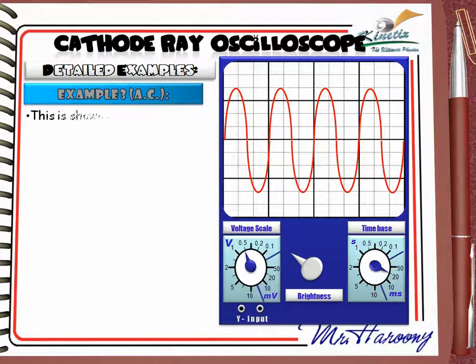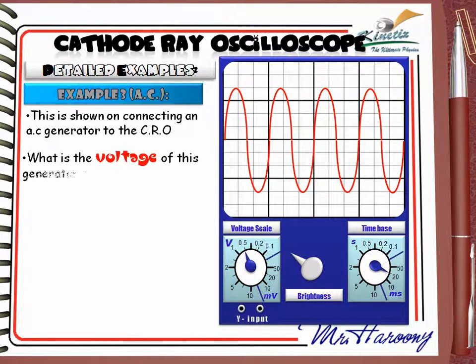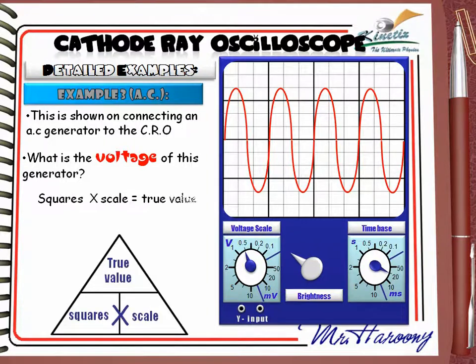AC. This is shown on connecting an AC generator to the CRO. The first thing we need to read is the voltage. What is the voltage of this generator? We still need our triangle, which tells us that the squares times the scale equals the true value. The voltage of an AC signal is its amplitude from the zero to the peak of the signal. This takes 4 squares on the y-axis as seen.